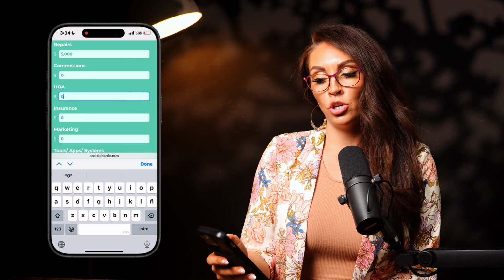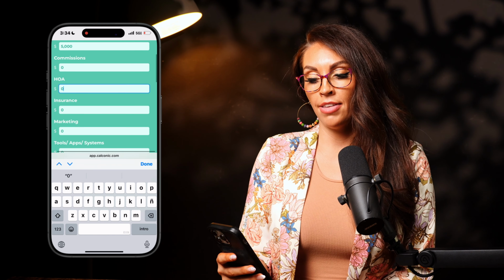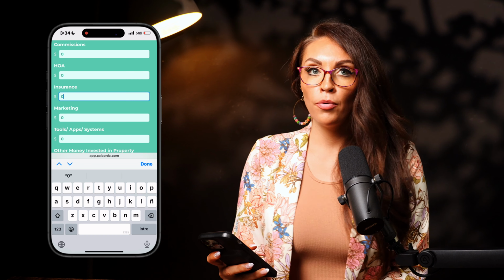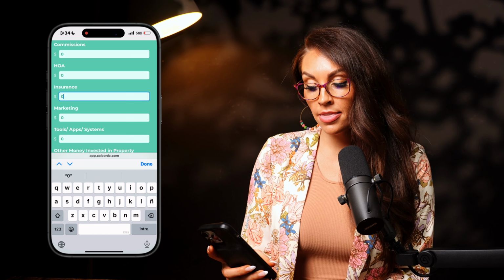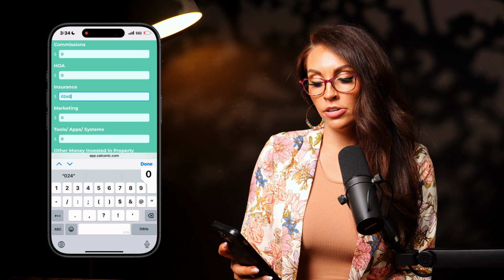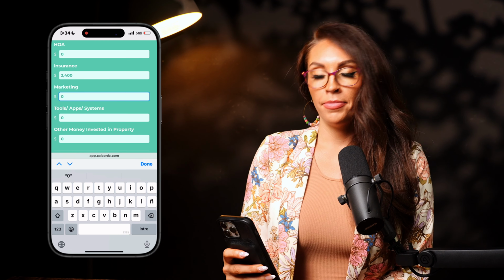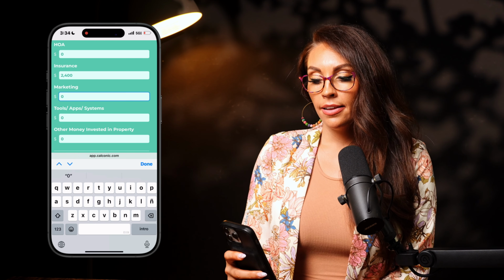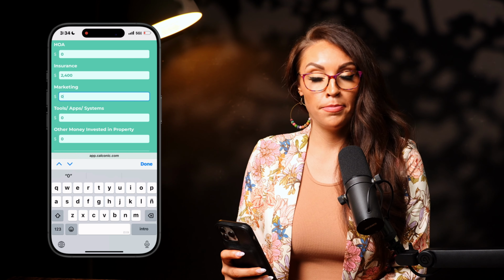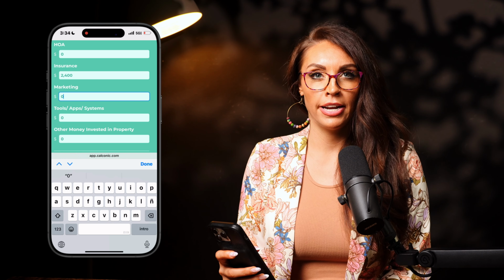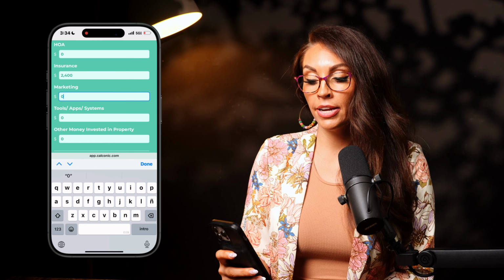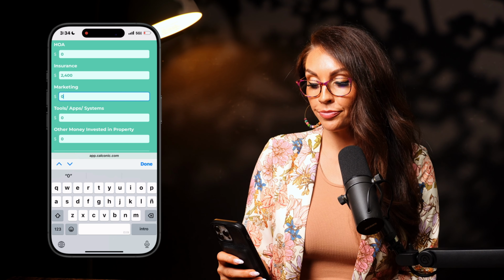Down here, the HOA, there's no HOA here, so we'll leave that as a 0. Insurance, I'm going to estimate, because we're in Florida, about $200 a month, which is about $2,400 a year. That'll obviously vary depending on properties and flood zones and things like that. Marketing, I'm going to do this myself, so we're not going to have a whole lot of marketing for our long-term rentals. If you have a bigger portfolio or you're doing more marketing, that information would go here.